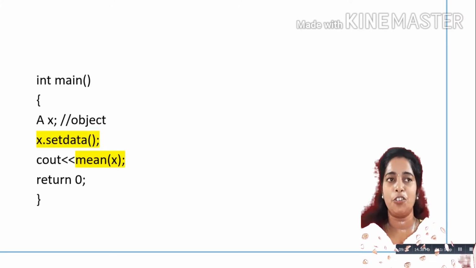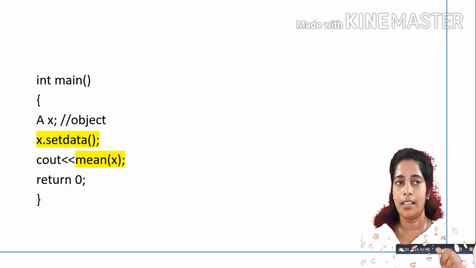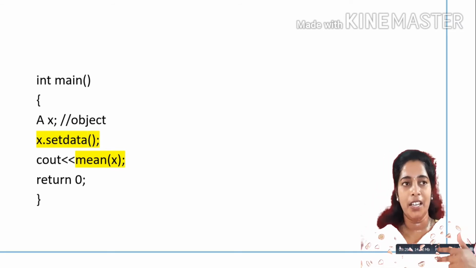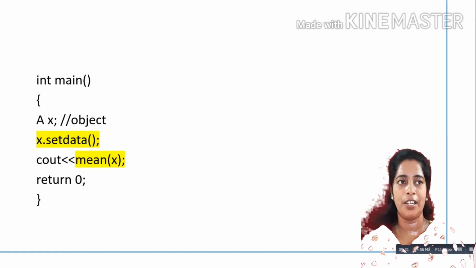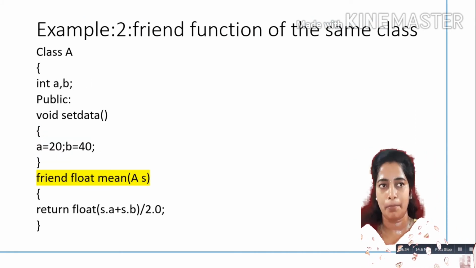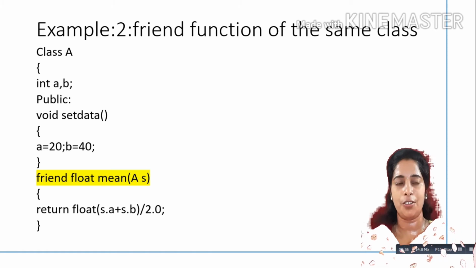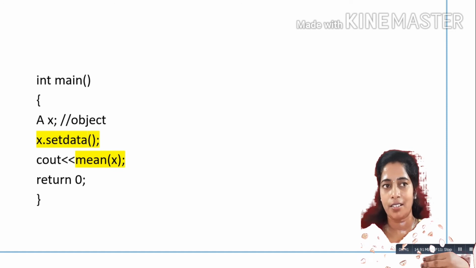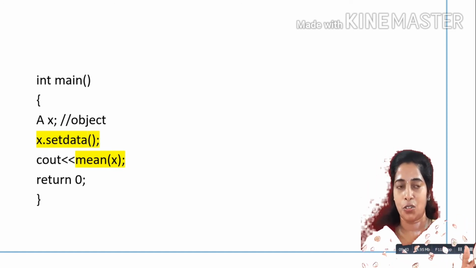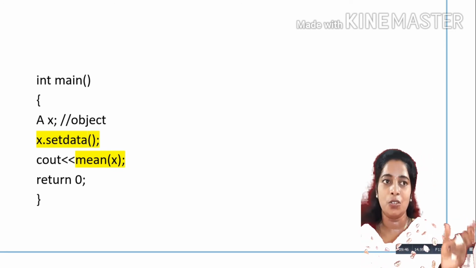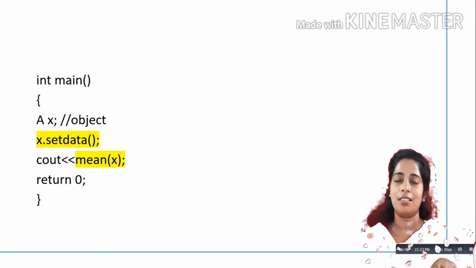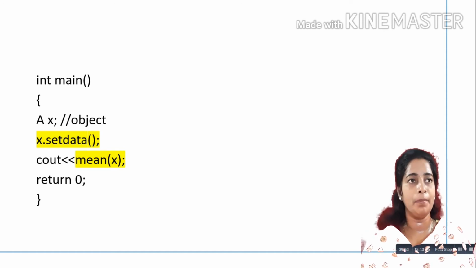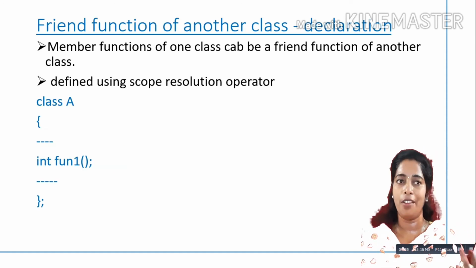Then we come to the main function. You all know that A is the class name here. A space x means x is the object of class A. Then we are accessing the first function. Here we have two functions, set data as well as mean. We are accessing the first function using the object, x.set data. And the second function, you see how we are accessing it? Mean is a friend function, so we can't access it using an object. We are accessing it by passing the object as argument. So mean of x. Then it returns 0. Okay. So this is how we access it.